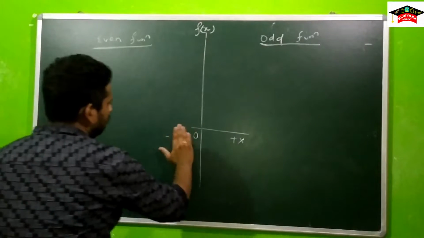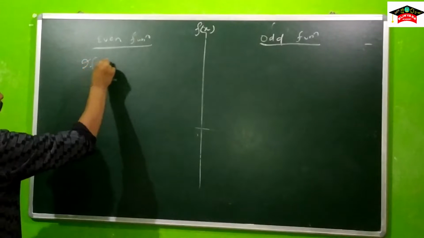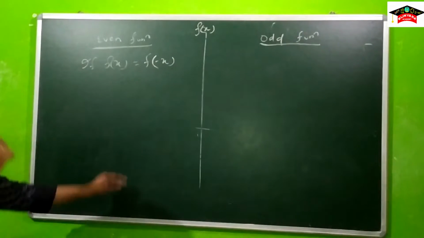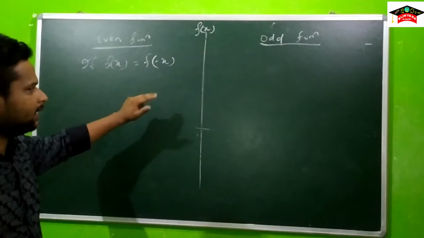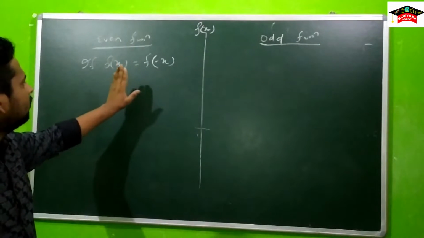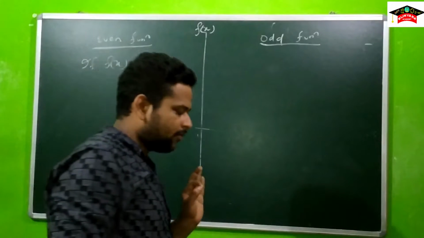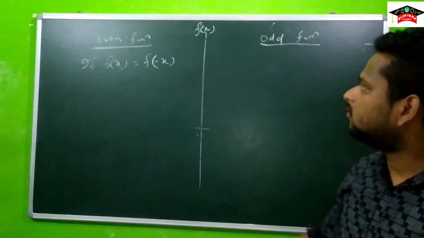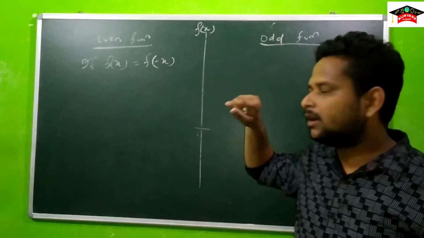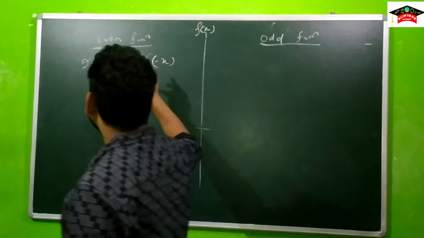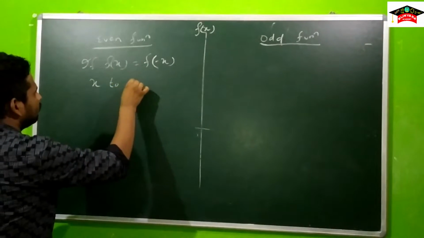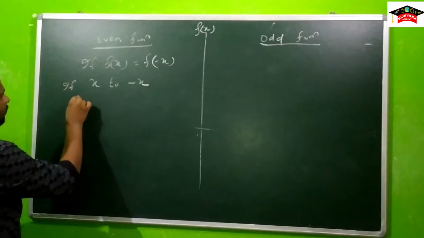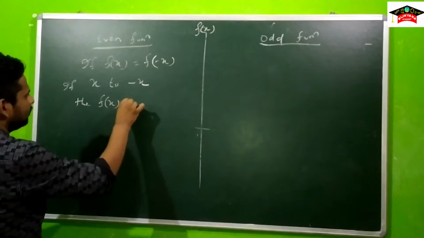So what is an even function? We can see that if f of x equals f of minus x, that means if we change the coordinate or reflect the coordinate from plus to minus, but still the value of the function does not change. That means a function which does not change under the inversion or reflection of the coordinate is called an even function. Again, otherwise you can say, if we change x to minus x, then f of x is unchanged.